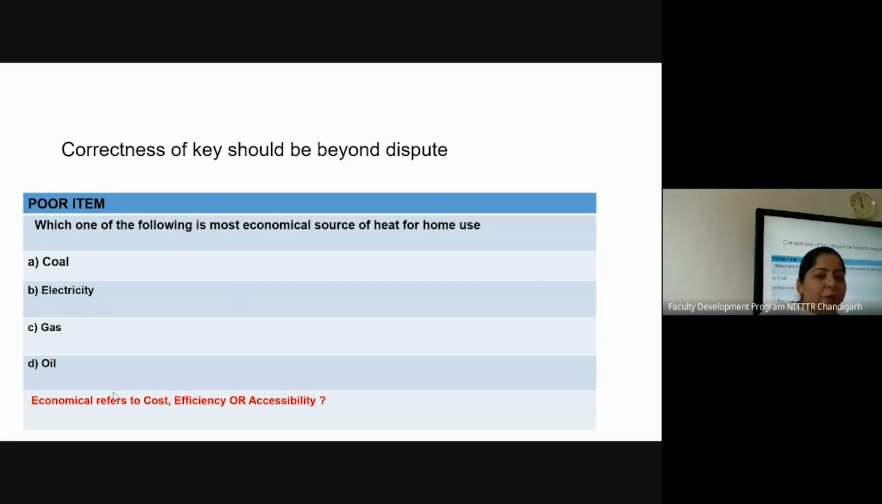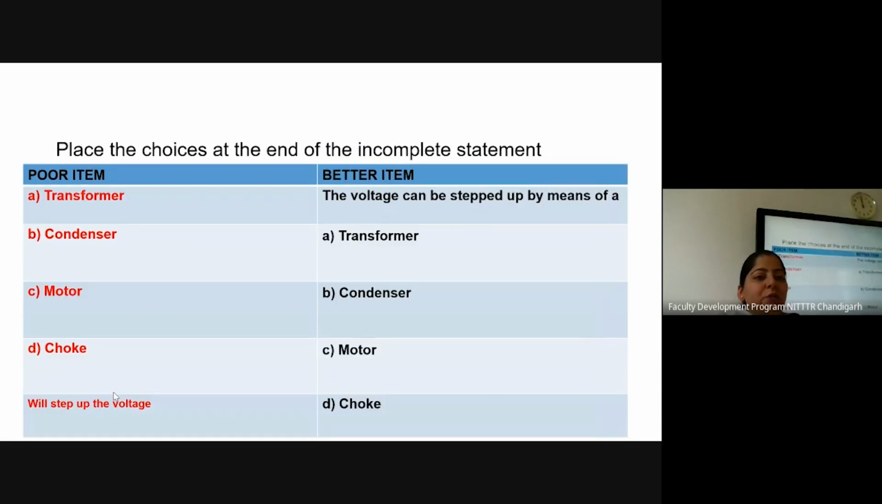Which of the following is the most economical source of heat for home use? Now, what do we mean by economical? Are we talking about cost, or efficiency, or accessibility? So that needs to be mentioned by the teacher. Economical, efficiency, in what sense? That needs to be there.